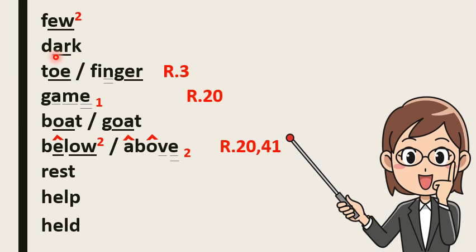Dark. Here we have the phonogram AR. And how many sounds for AR? Only one, which is R, like dark. Toe, finger. Here we have the phonogram OE. Now, how many sounds for OE? Only one, which is long O, okay, like toe.